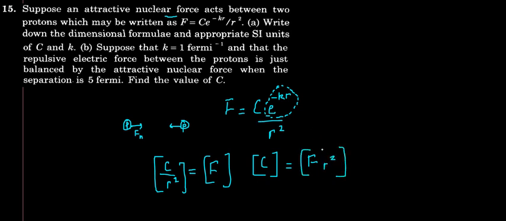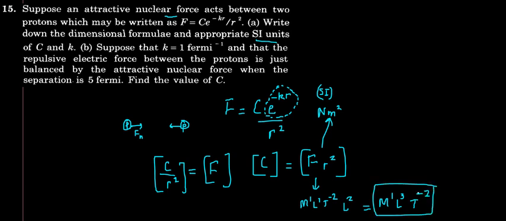Now from this we can find the SI unit of C and K. The SI unit of C from this equation is simply Newton times meter square, because force has an SI unit of Newton and r is distance, so r squared is meter square. Newton meter square is the SI unit for C, and the dimensional formula is M1 L1 T minus 2 times L square. So the dimensional formula is M1 L3 T minus 2.